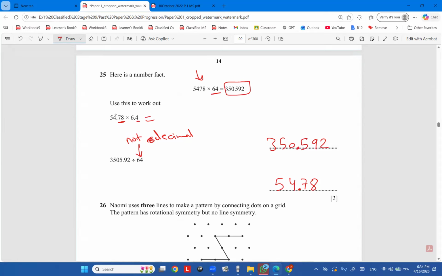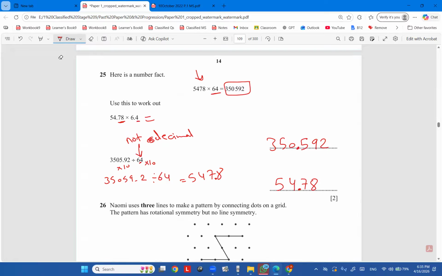So mister, multiplication is just exactly like division? Yes, it is exactly like division. Unless the divisor is a decimal, then no, it changes slightly. So here, now I'm imagining that if this was 6.4, I would have needed to multiply this by 10 and this by 10 first to give me 3505.9.2 divided by 64. Now the answer would have been, yes, this divided by 64, which is 5.478, but I have one decimal place.